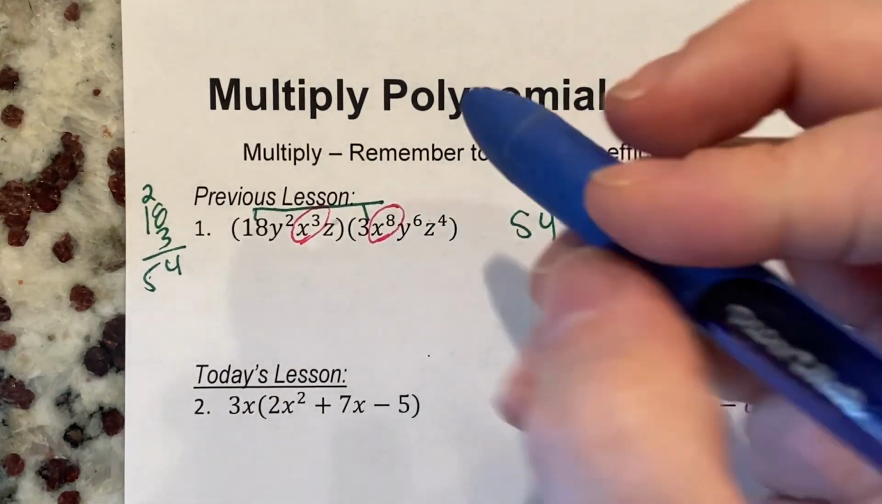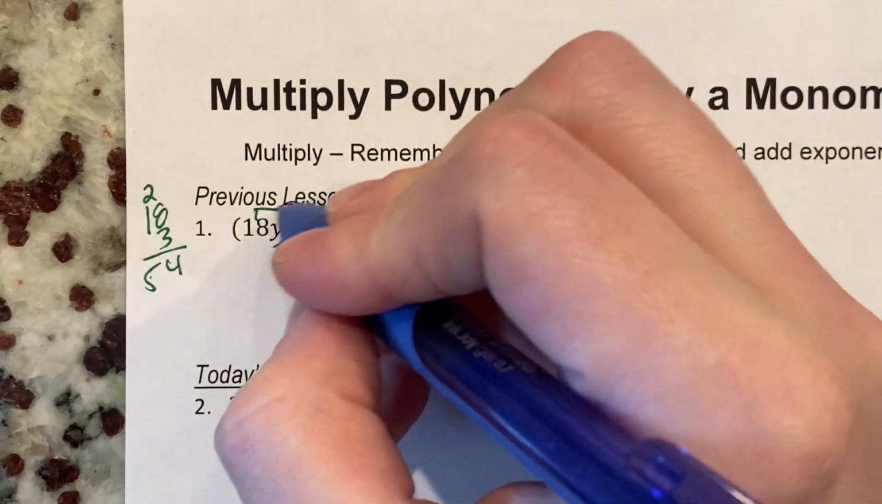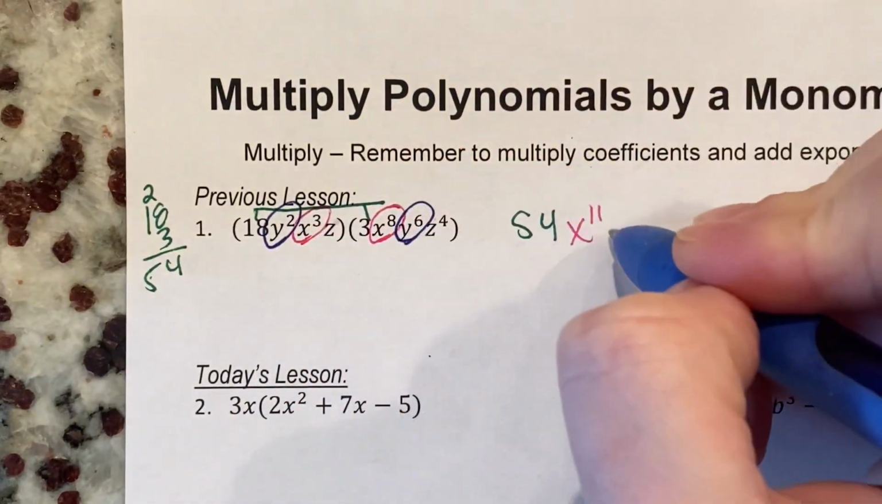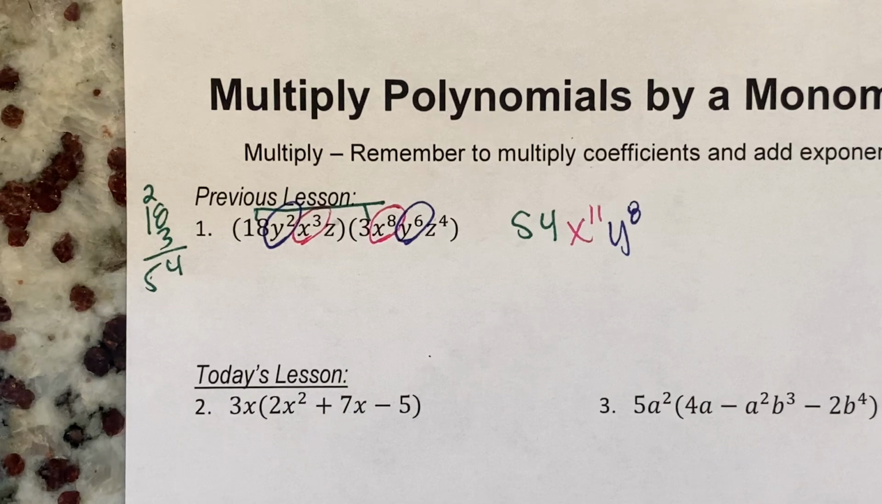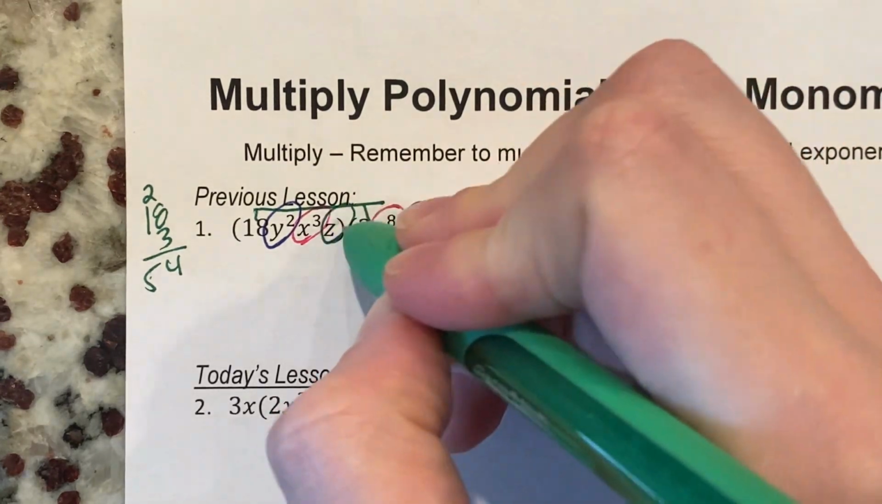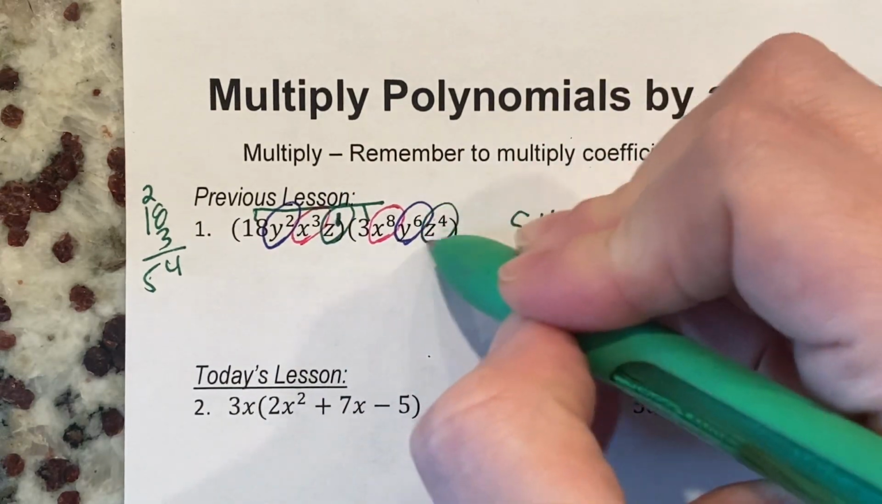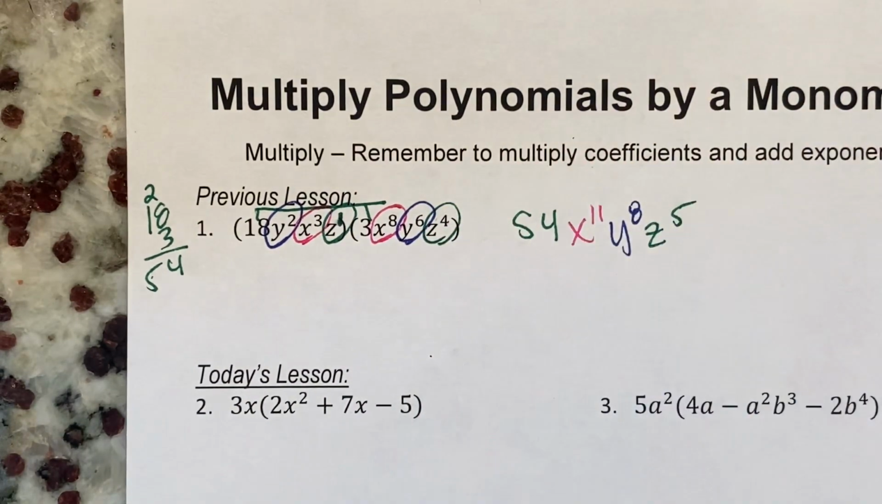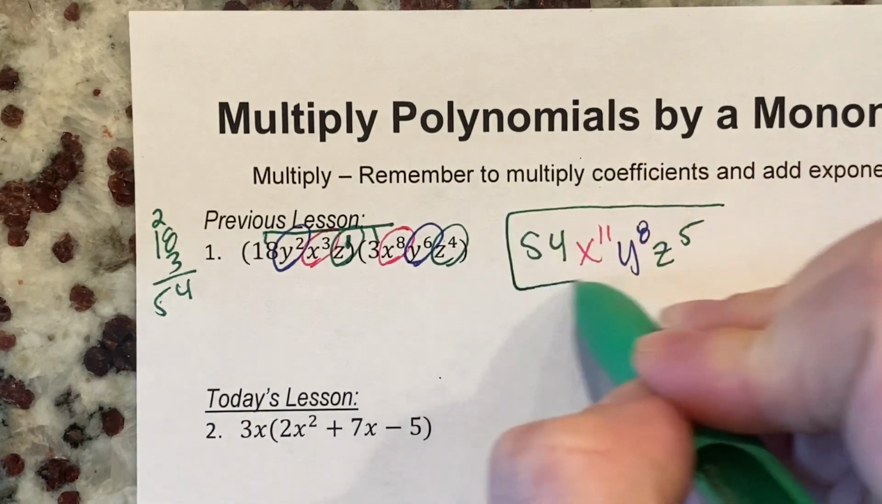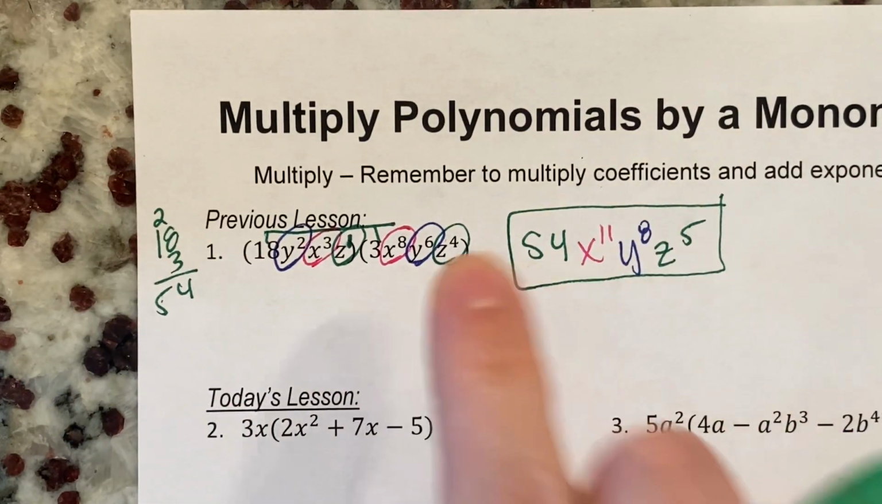Then I have my y's. I have 2 y's here and 6 here, so that gives me y to the 8th. And then my last variable, I have 1z. Remember, if there's nothing there, it's just 1. And then z to the 4th, so we have z to the 5th. So that would be our final answer when we're multiplying.